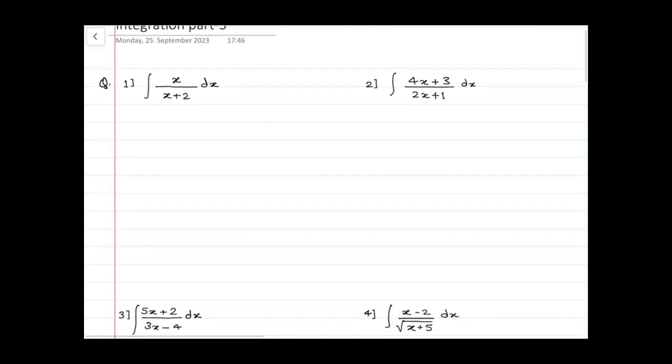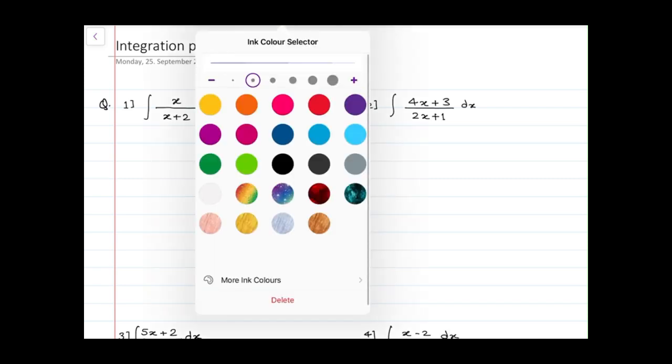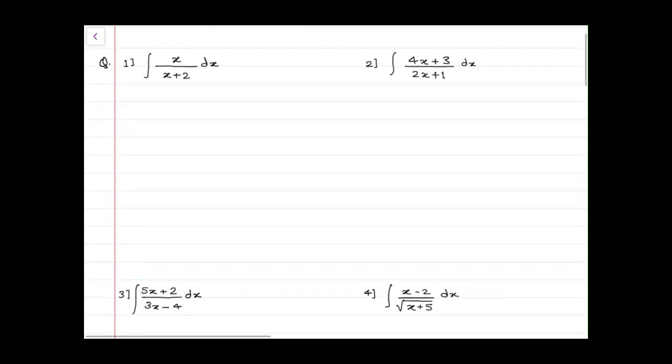Here we will solve some more problems on integration, and we will see how to simplify and solve the question. Okay, so here in the first question you can see it's the integration of the ratio, but we don't have any formula for the ratio, right?